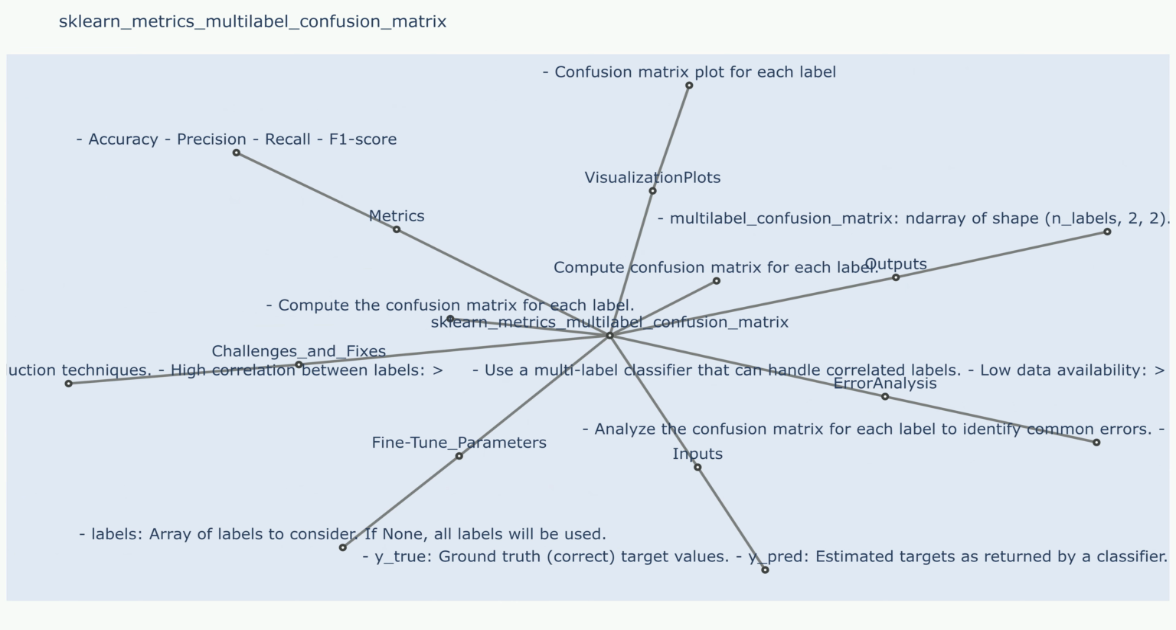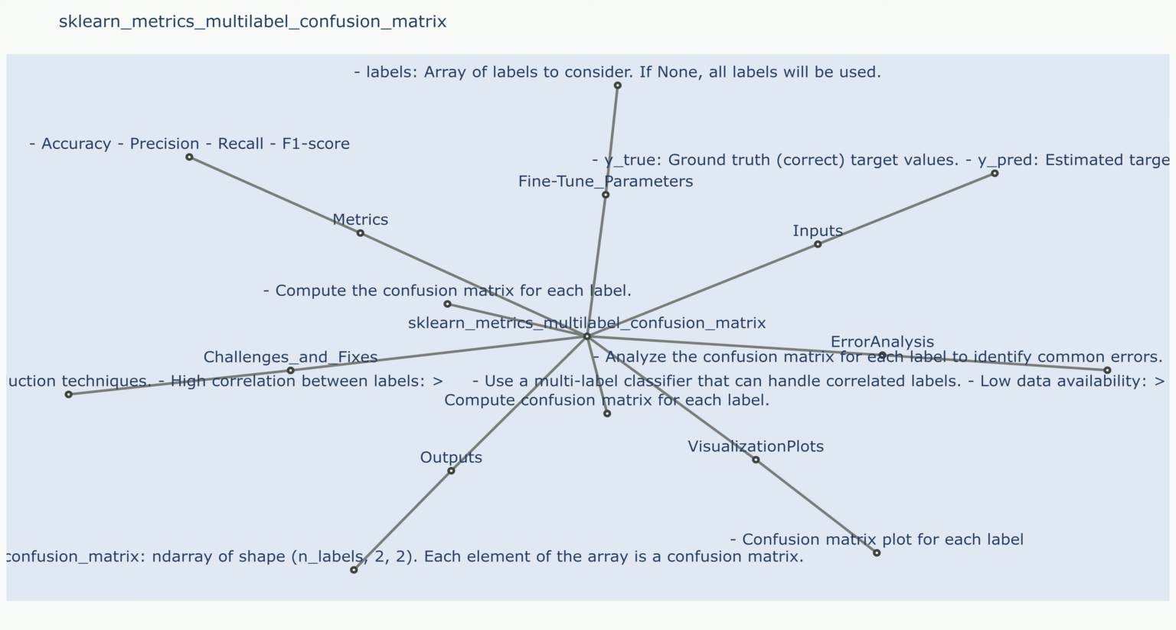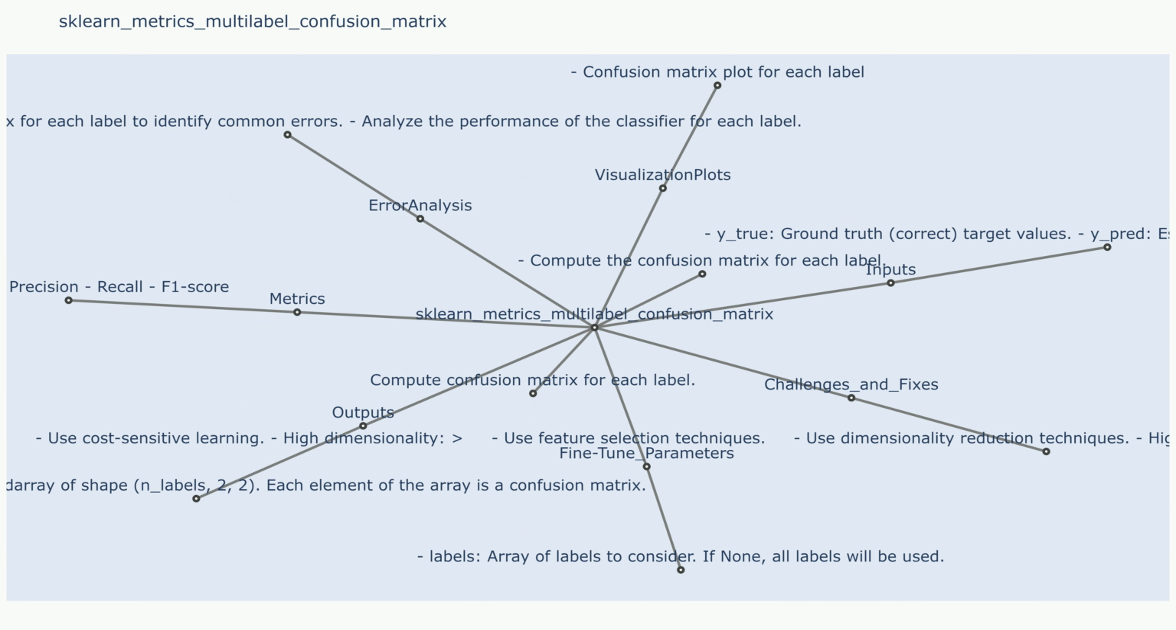Steps: the function iterates over each label. For each label, it extracts the true and predicted values for that specific label from the y_true and y_pred arrays. It then calculates the confusion matrix using the extracted true and predicted values. This process repeats for every label, producing a confusion matrix for each.